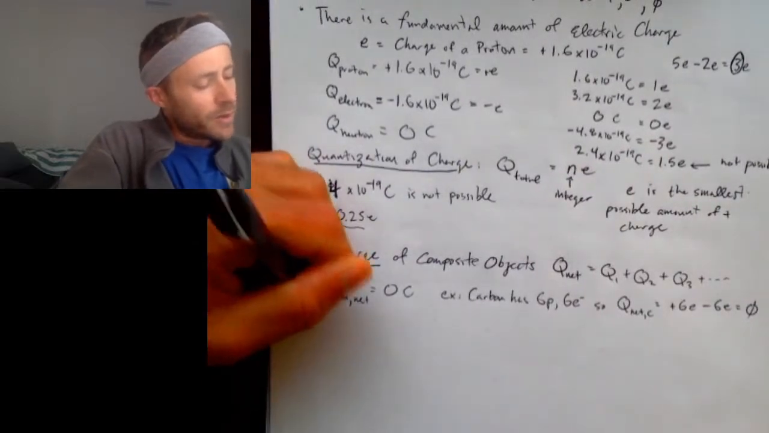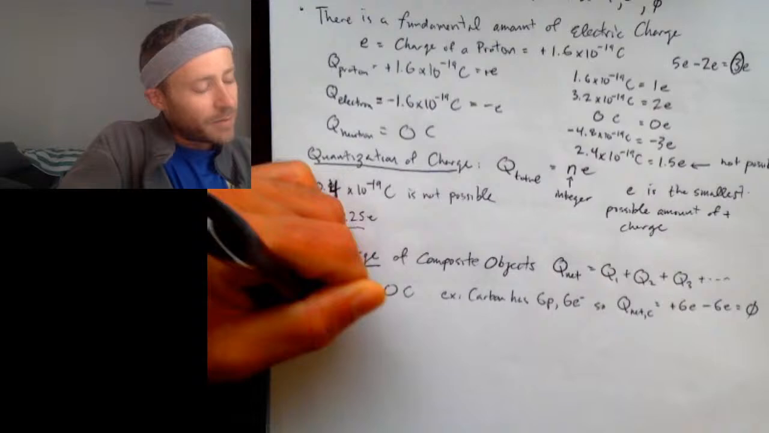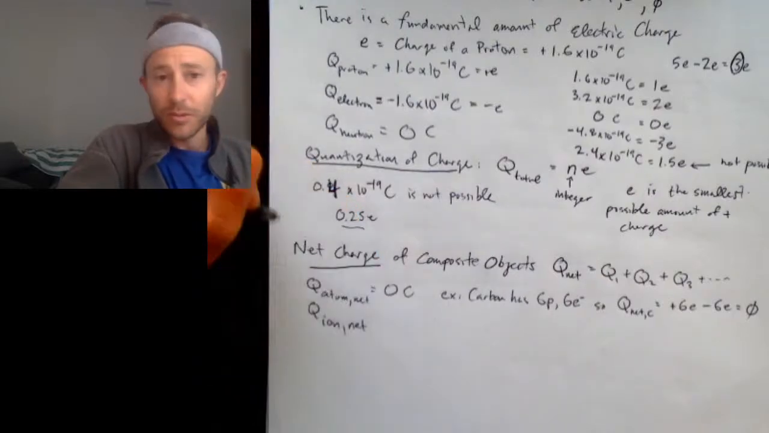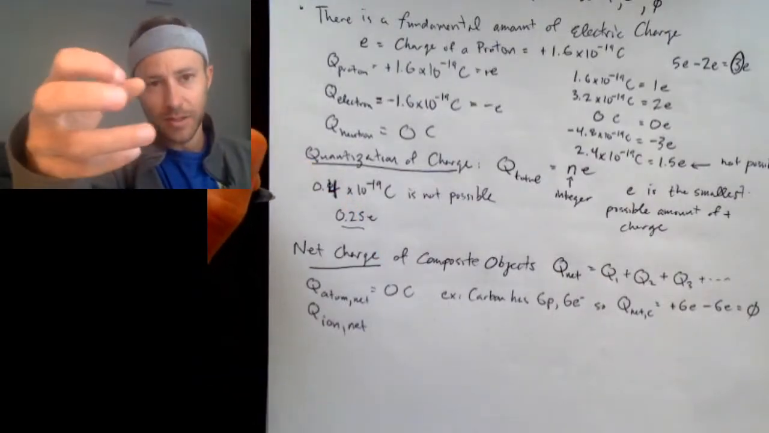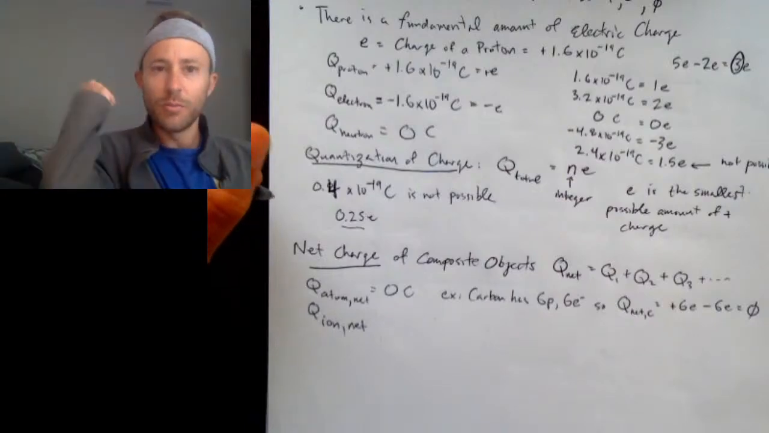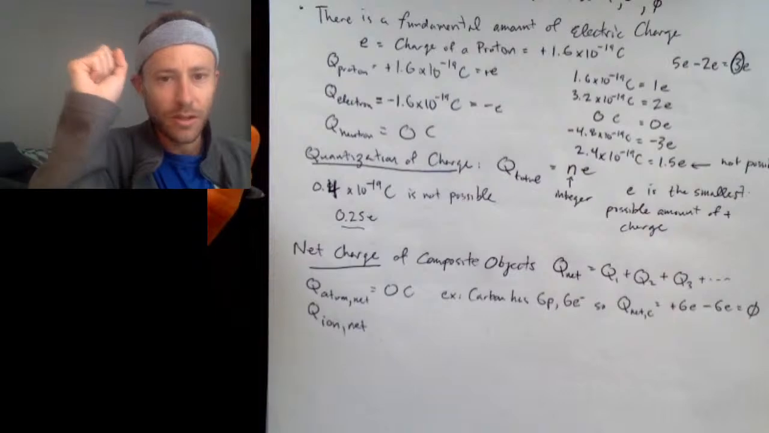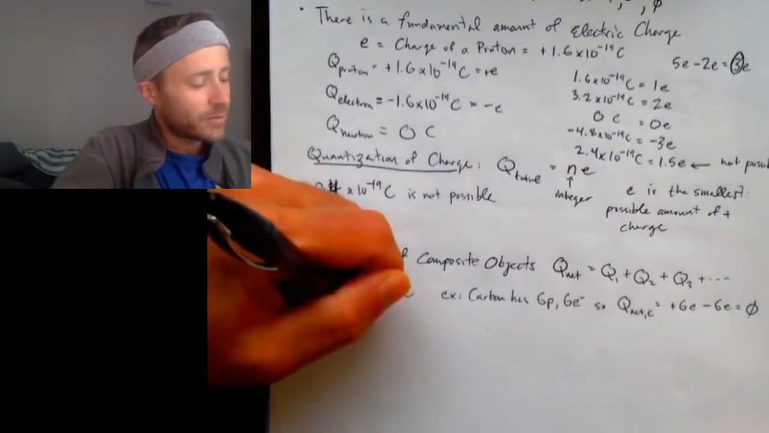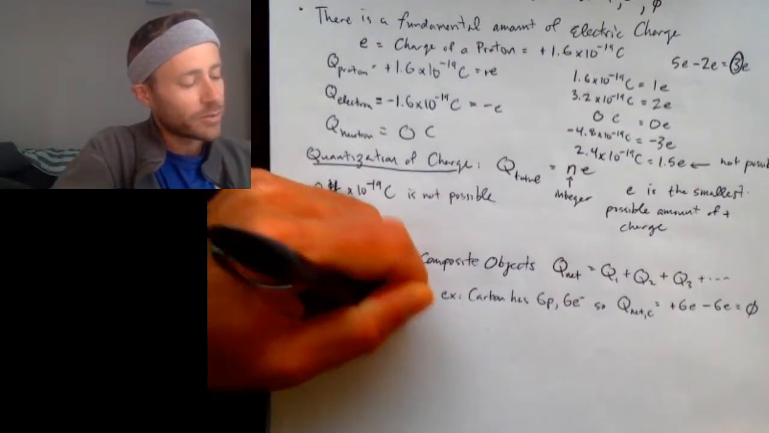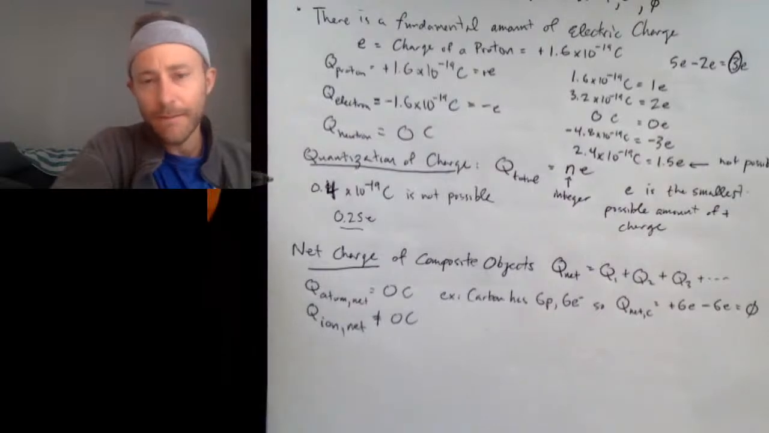Okay. The net charge of an ion, however, if you remember from chemistry, an ion is an atom that has had electrons removed or has had extra electrons added onto it. So the net charge of an ion is not going to be equal to 0. Okay?